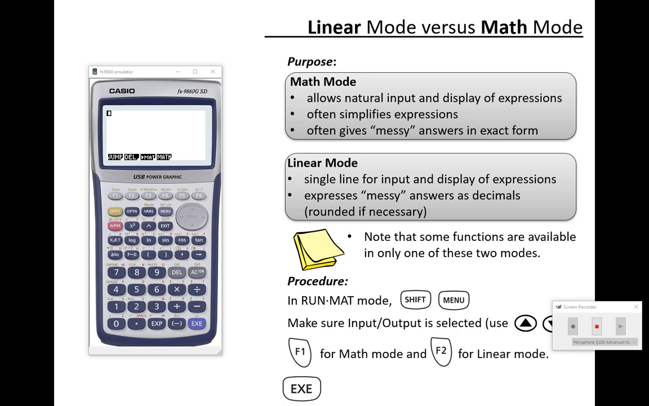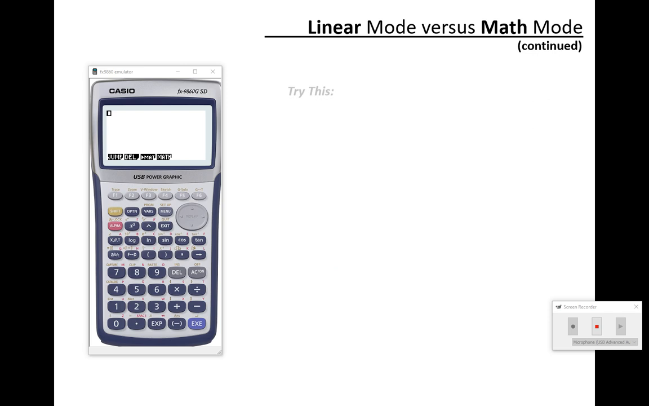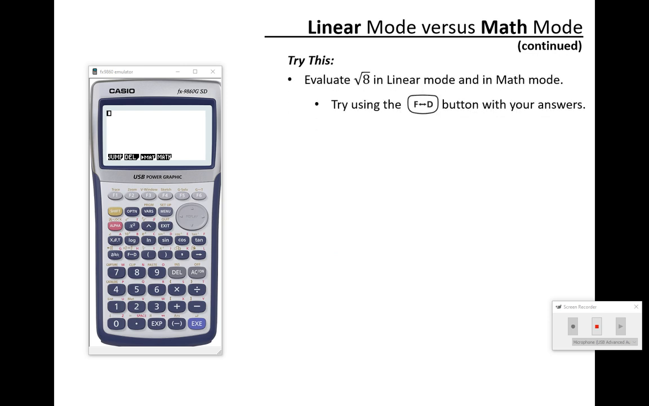Oh yeah, I did all that. I showed you how to get from math mode to linear mode. But let's do square root of 8 in math mode. Mine doesn't do the right thing for some reason. I did this yesterday and it didn't do the right thing. So actually be in math mode and go square root of 8. Notice mine says 2.82.